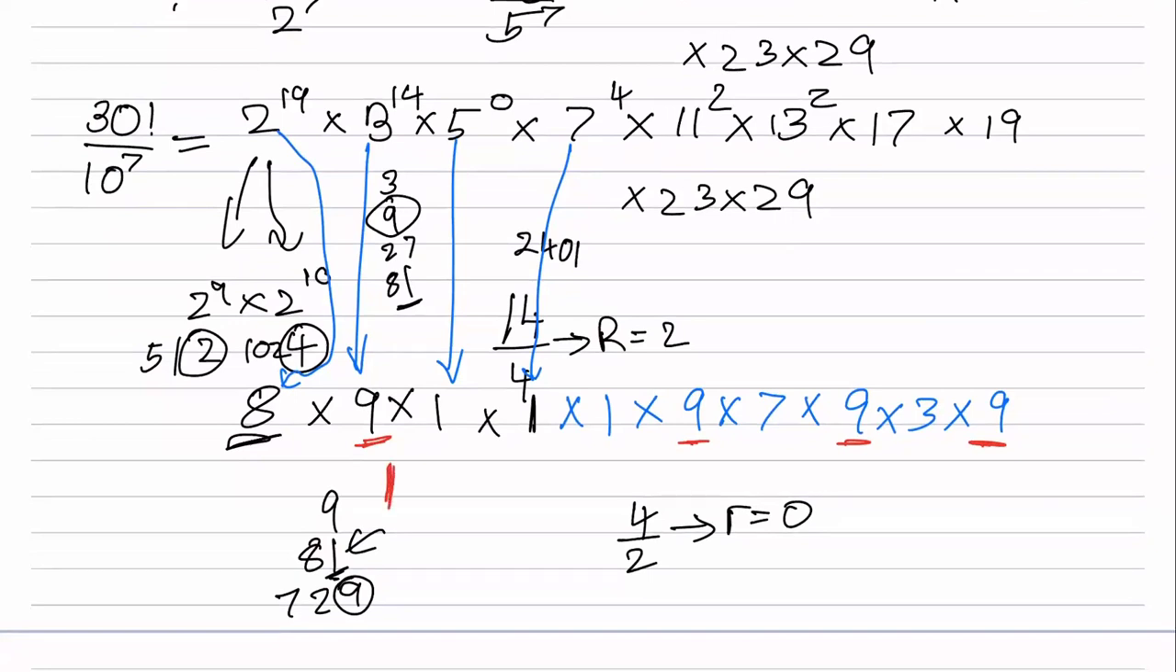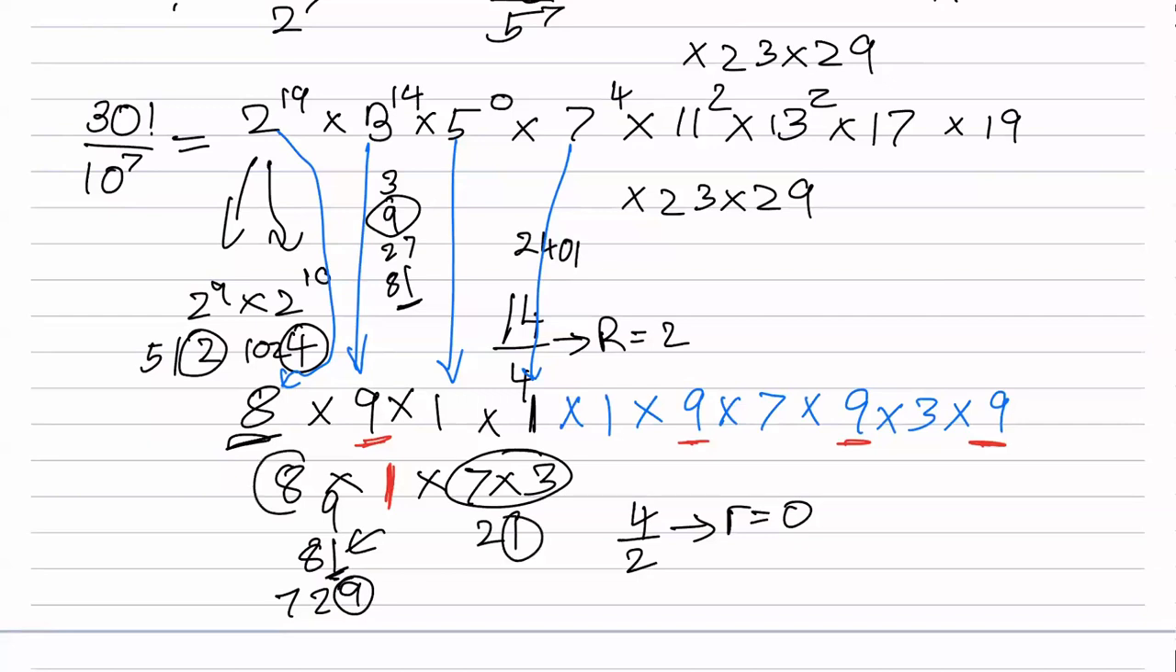We are left with 8 multiplied by 1 multiplied by all the ones I can forget. 7 multiplied by 3 is 21. So 21 and 1 will not affect 8. So our answer will be 8.